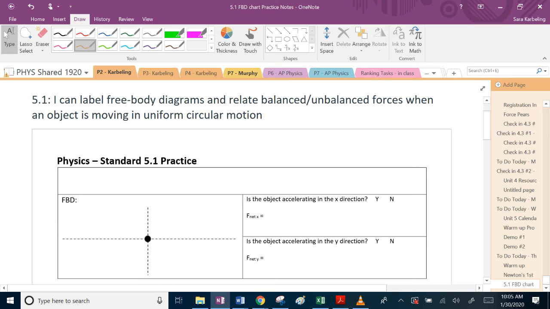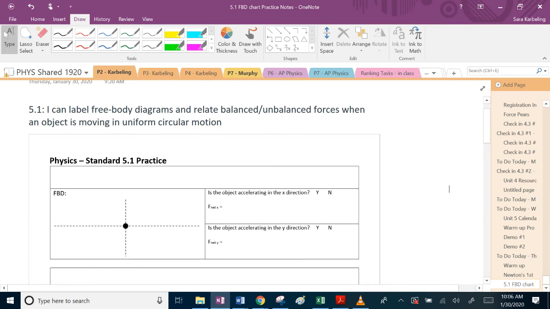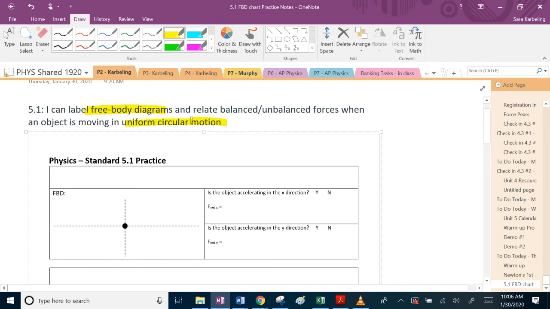I can label a free body diagram with balanced and relate balanced to unbalanced forces when an object is moving in uniform circular motion. I didn't actually put that at the top of your page, and I kind of feel like I should, okay? But you might want to just write yourself a note that 5.1 involves free body diagrams in uniform circular motion. And I really just need to rewrite this. This is really just writing an F net equation.